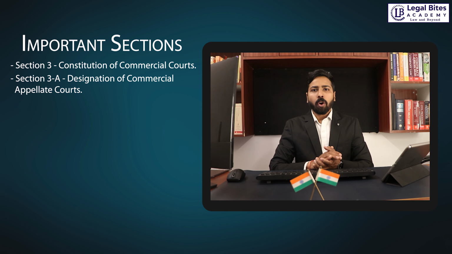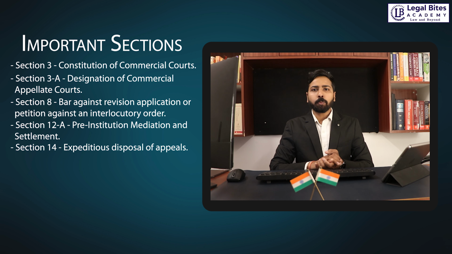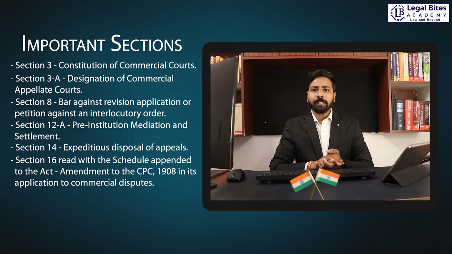So let us now look at the important sections. Please note down these important sections or mark them in your Bare Act. The important sections are section 3, Constitution of Commercial Courts; section 3A, Designation of Commercial Appellate Courts; section 8, Bar against revision application or petition against an interlocutory order; section 12A, pre-institution mediation and settlement; section 14, expeditious disposal of appeals; section 16, read with the schedule appended to the Act, that is amendment to the CPC 1908 in its application to commercial disputes; and section 23, repeals and savings. So these important sections you must note. If you don't have time, don't read the whole Act, but you must read these important sections.